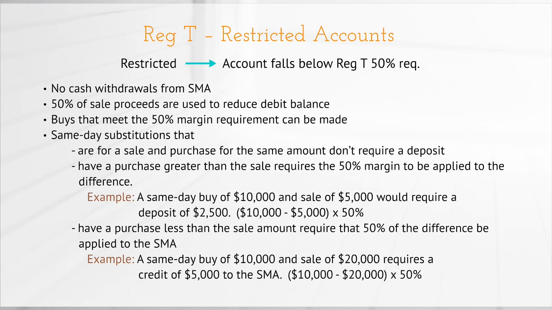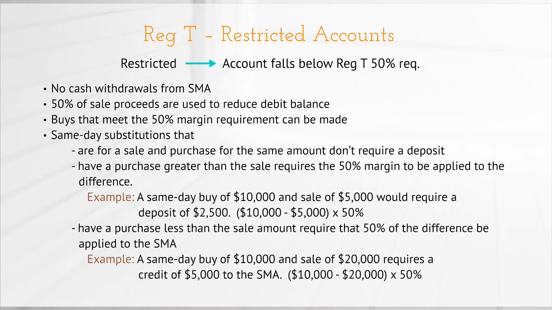First of all, there's no cash withdrawals from your SMA anymore, and 50% of any sale proceeds are used to reduce your debt or your debit balance. And any buys that you make are subject to the 50% margin requirement, which is actually no change. Now, if there's a buy and a sell on the same day, you can use your margin to make up the difference, just like you would when it wasn't a restricted account.